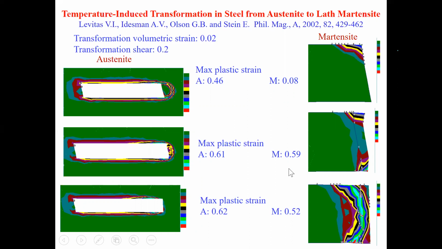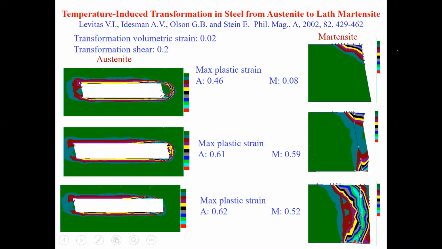Here I show part of a large sample of austenite, and this martensitic plate nucleates. You see this shear by 20%, it's visible. But after such shear, plastic deformation in the surroundings, in the austenite, already reaches 46%. In martensite, it is just a maximum of 8%, because martensite is 3 times stronger.